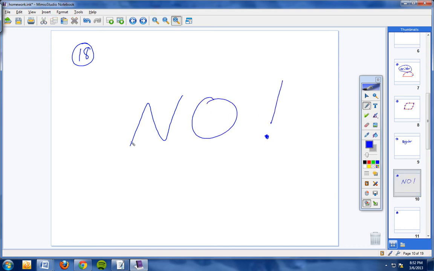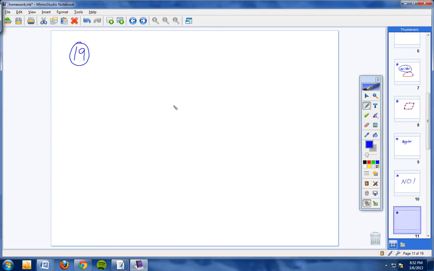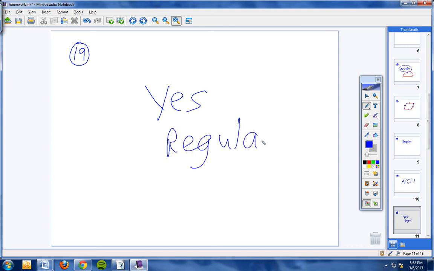18 is the one that has all the sides congruent, but we don't know anything about the angles. Now, 19 is yes, it is a regular polygon. All right, and half cursive and half writing. How's that? There we go. It is regular. Okay. How do I know that? Well, look, all the angles are congruent. Look at all the sides. They're all congruent. So, yes, it's regular. All the angles are the same. All the sides are the same.